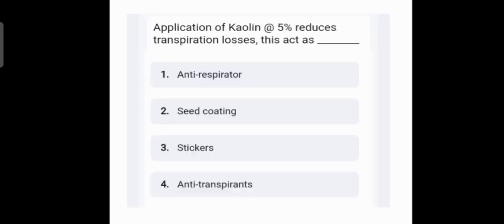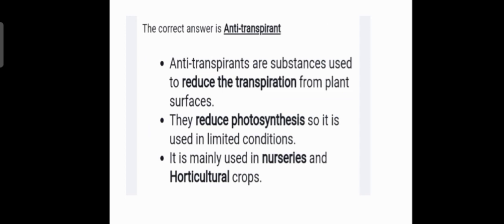Okay, the next question: application of kaolin at 5% reduces transpiration loss, this acts as dash. The question itself gives a hint that it reduces transpiration loss. The options are anti-respirant, seed coating, stickers, anti-transpirants. The answer is anti-transpirant.